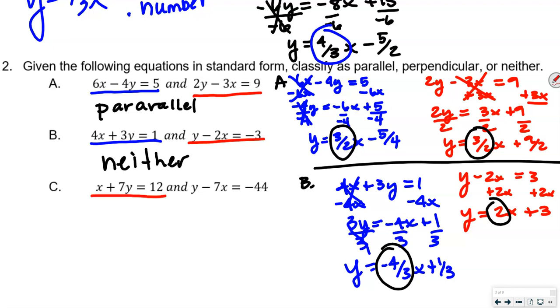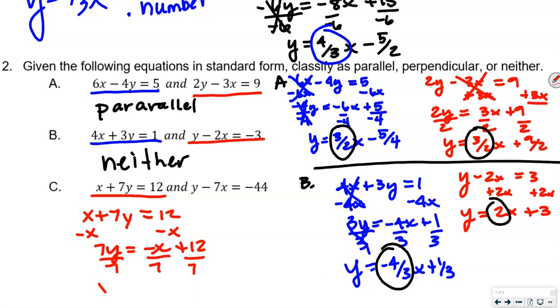This one right here. So we're going to go x plus 7y equals 12. We're going to subtract x from both sides, okay? So we get 7y equals negative x plus 12. And then once again, we're going to divide everything by 7. So y is equal to, because that goes away, negative 1/7. Remember, there's a 1 in front of that x, okay? x plus our 12 over 7.